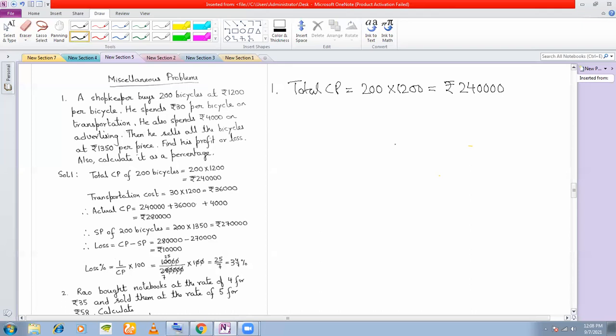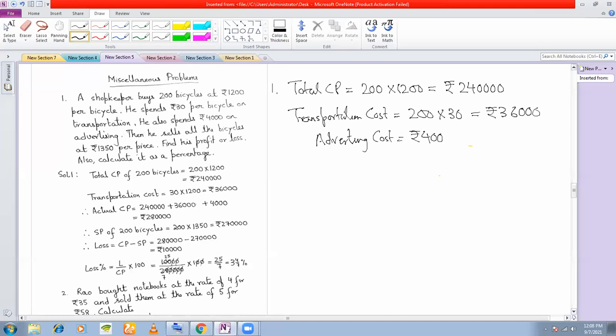Now, for transportation cost, how much is it? Rupees 30 per bicycle. That means 200 bicycles he is buying, and for each bicycle he is spending 30 rupees on transportation. That means he is incurring a cost of 36,000 rupees. Also, he is spending on advertising. How much is he spending? 4,000 rupees in total. Advertising cost, he is spending 4,000 rupees.